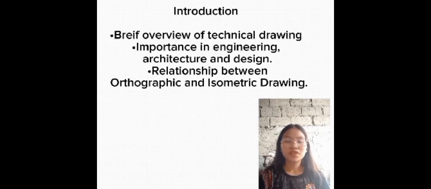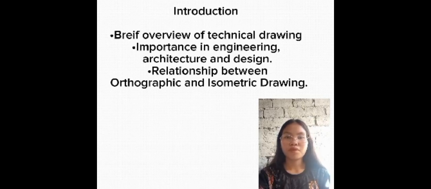Technical drawing is the universal language of engineers, architects, and designers. It helps communicate ideas clearly. We use orthographic projection for precise dimensions and isometric drawings for visualization. Example, think about the blueprint of a house. The orthographic view shows the front, side, and top separately, while an isometric drawing shows a 3D view.